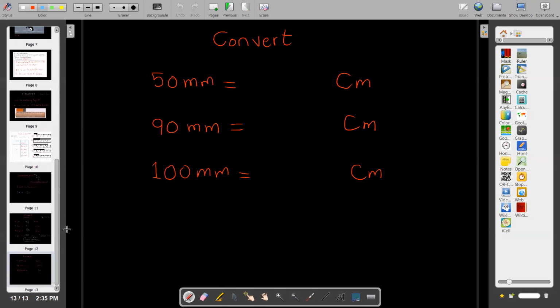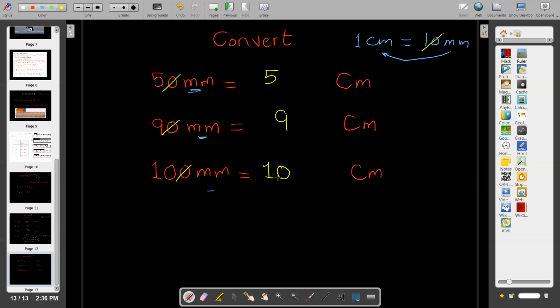To convert from millimeter to centimeter, we do the opposite. As you know, we said 1 centimeter equals 10 millimeters. So to change from millimeter to centimeter, we just cross out a 0. So 50 millimeters, we cross out a 0, it will be equal to 5 centimeters. 90 millimeters, cross out a 0, equals 9 centimeters. 100 millimeters, cross out a 0, equals 10 centimeters.